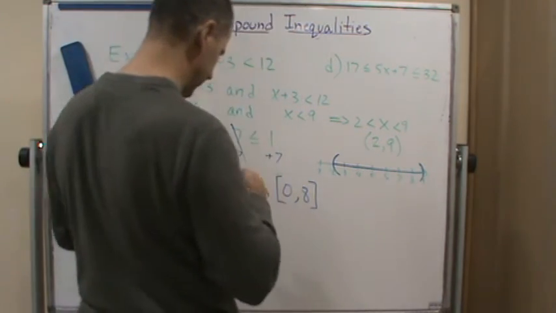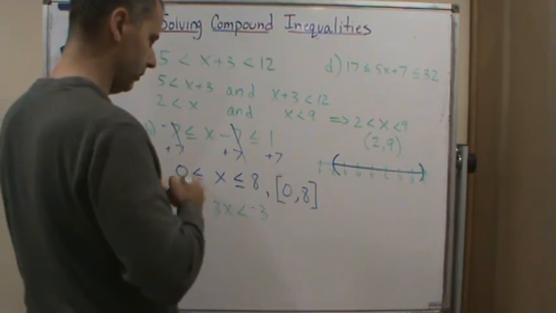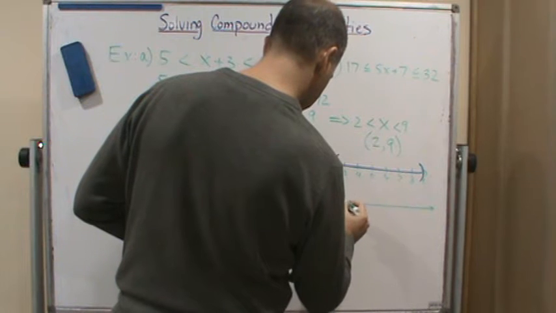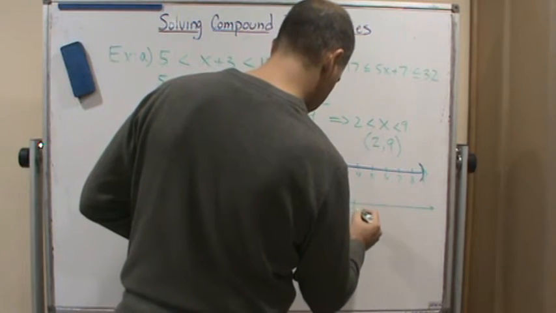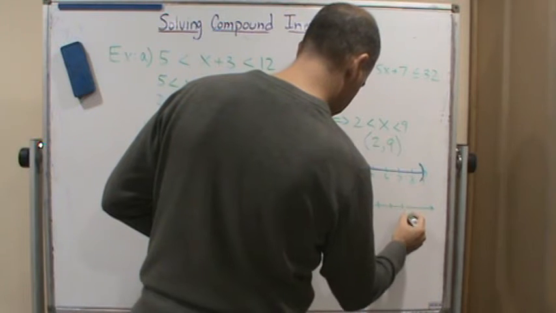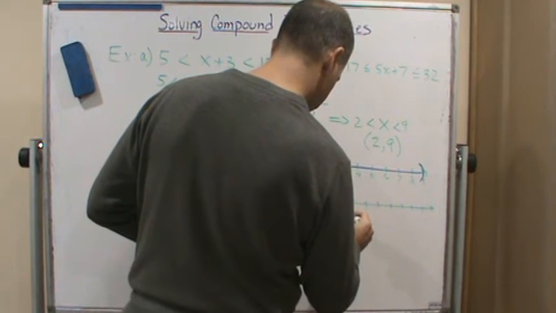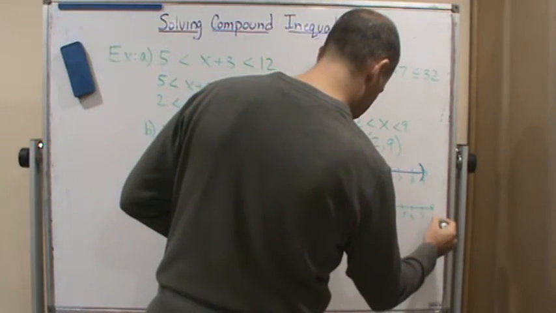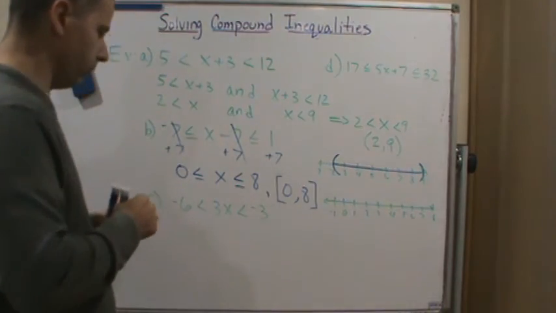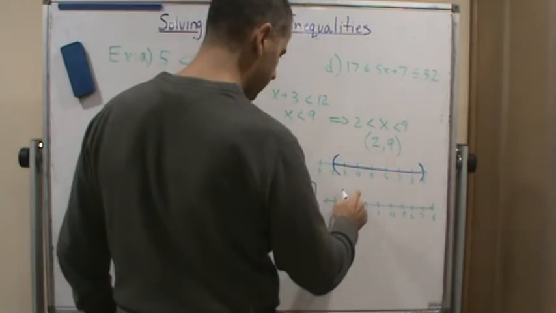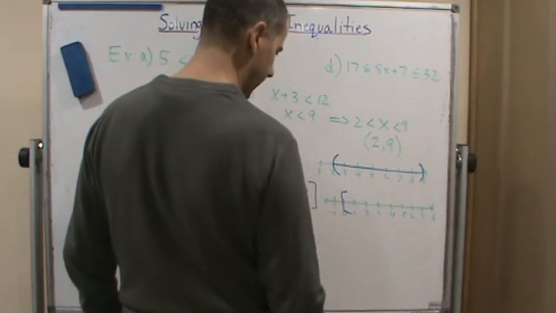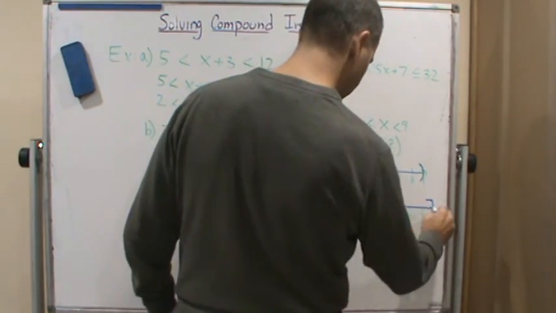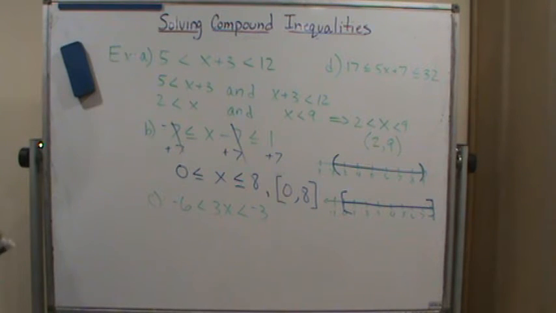Or if I do it graphically, right? So if I do it graphically, then here I would just do a bracket at 0 and a bracket at 8 and shade in the middle. Okay?